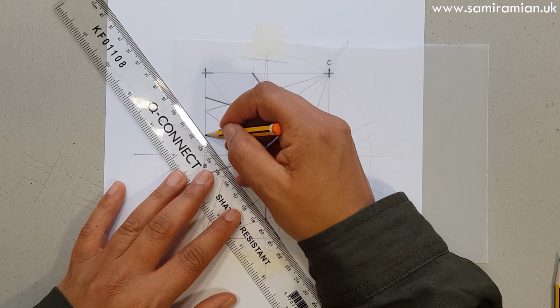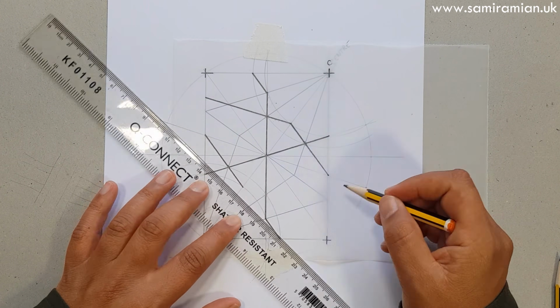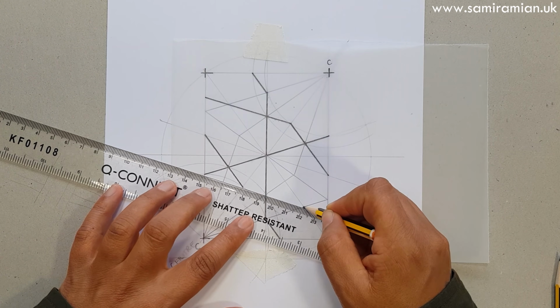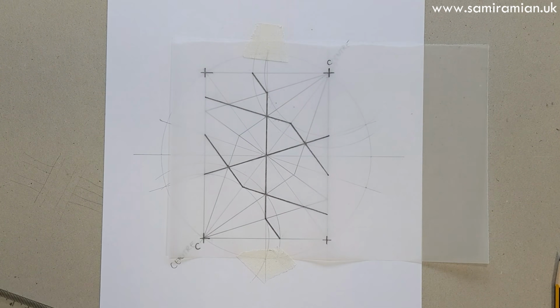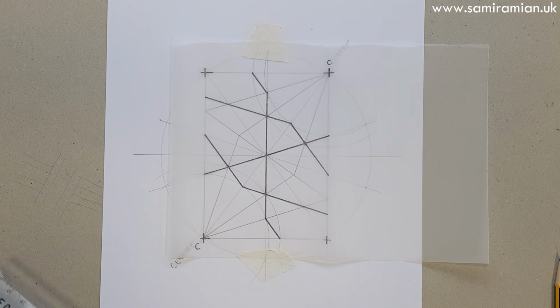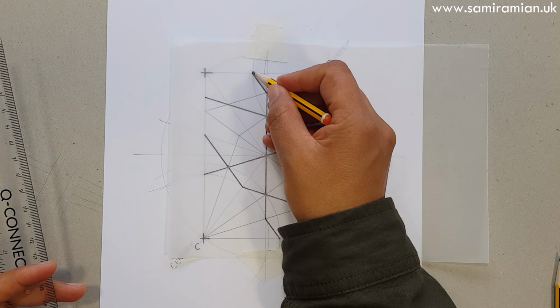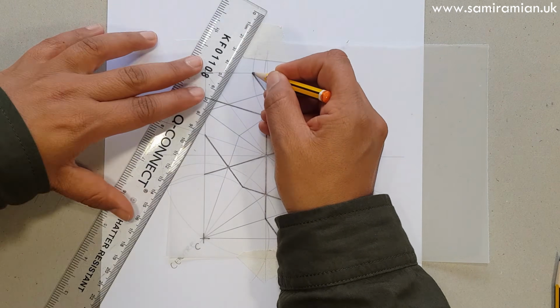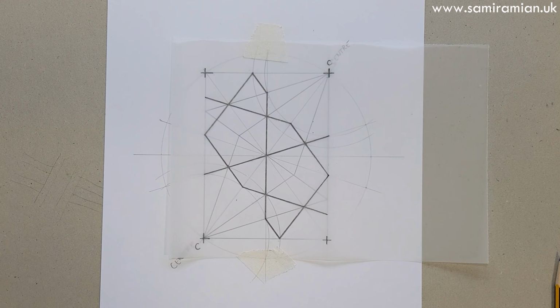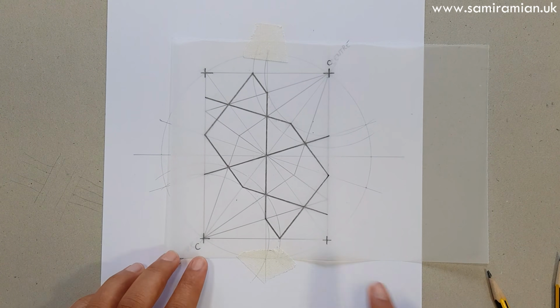Okay, let's do the other side. And then from the inner to the outer to this intersection, line them all up. And then finally, to complete, we're going to join this to this, and then this to this. So we have 1/4 of the pattern.